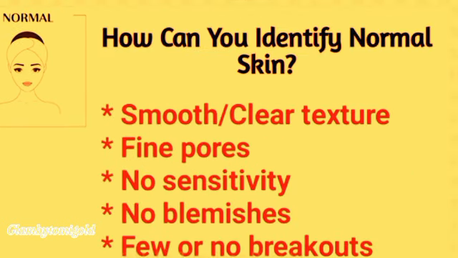How can you identify a normal skin type? These are the major features normal skin has, so please take note of them. Number one is smooth and clear texture. For normal skin, you will always have a smooth and clear texture, both in the dry season and in the cold season. When you touch your face, you don't see a wrinkle, pimple, acne, or fine lines. So your face is always smooth.